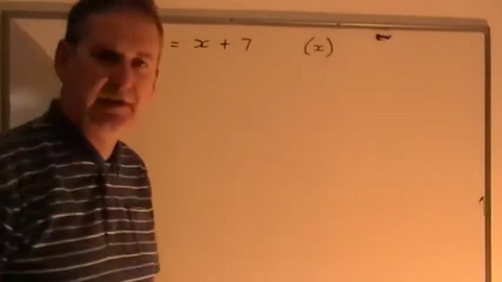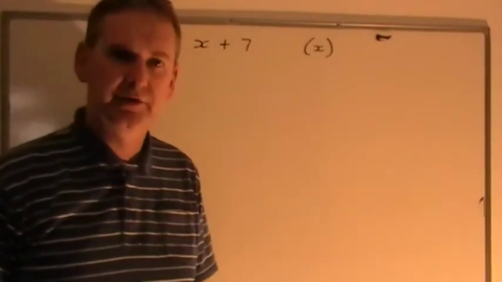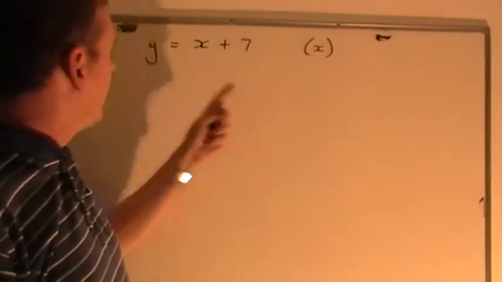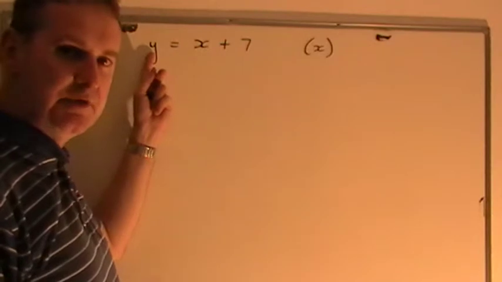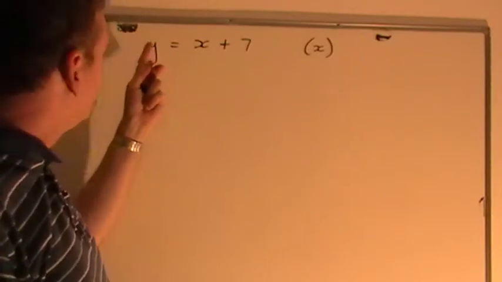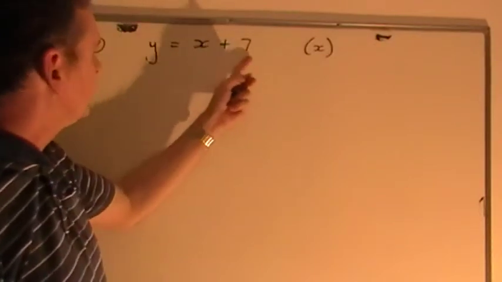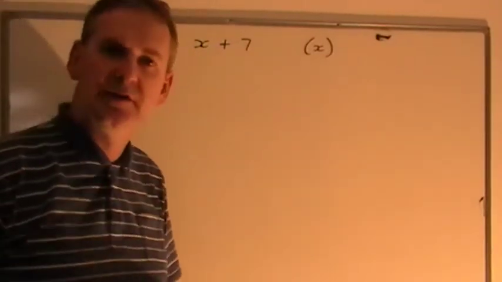Let's have a look at some very easy change of subject of formulae questions. In these sort of questions you're going to be given a formula, and quite often there will be a letter which appears on its own. This time we've got a y that appears on the left hand side on its own, y equals x plus 7. What the formula is for doesn't matter.